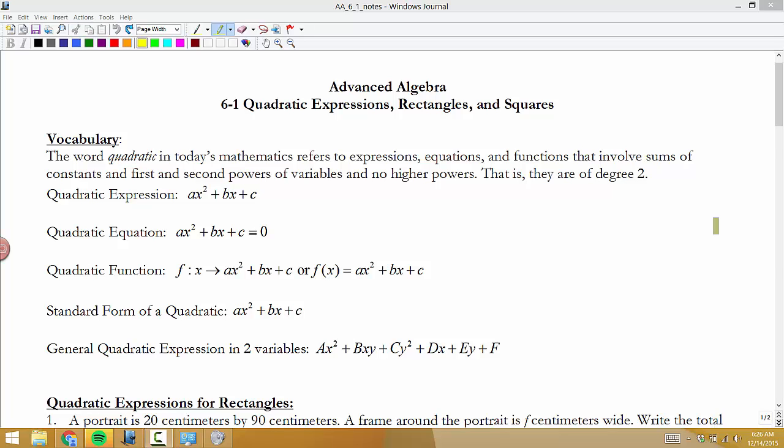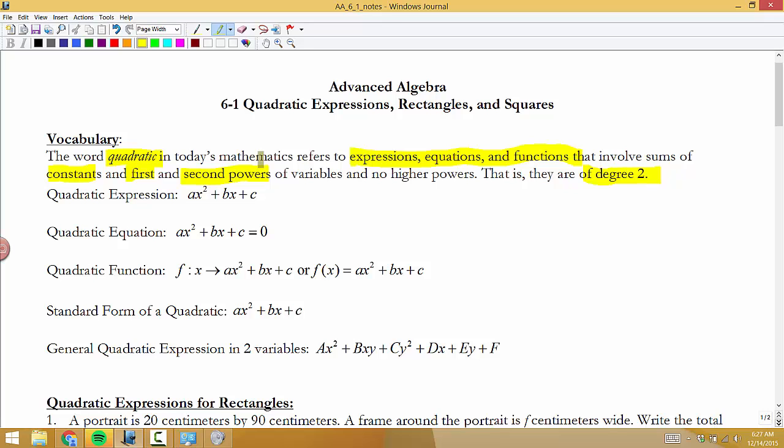Alright, this is the notes for section 6.1, and to begin with I'd like to take a look at a little bit of vocabulary surrounding the term quadratic. When we talk about a quadratic, what we're really saying is we're looking at polynomials that have a degree of 2. So it's expressions, equations, and functions where we're adding together either constants, first power, or second power monomials. So basically the highest power that we can have is 2.